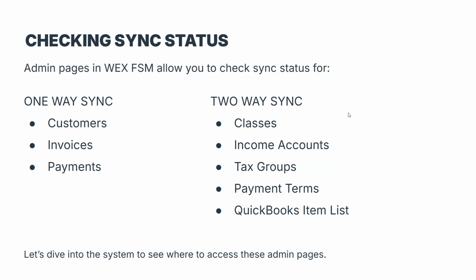And now we want to go into WEX FSM and we're going to take a look so you can get a visual idea of these items and where to find them. We'll look at one-way sync items and how you can check the sync status for customers, invoices, and payments. And then we will look at your two-way sync items, your classes, your income accounts, tax groups, payment terms, and QuickBooks item list. Let's go ahead and dive into WEX FSM.